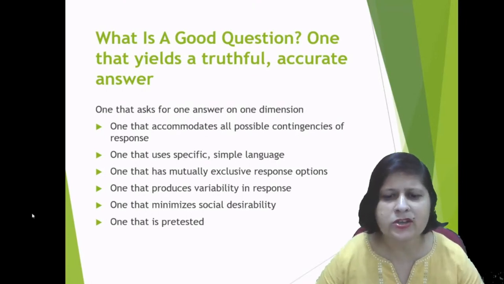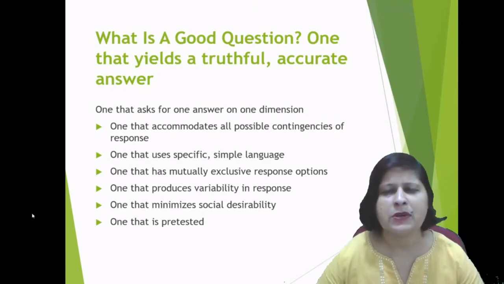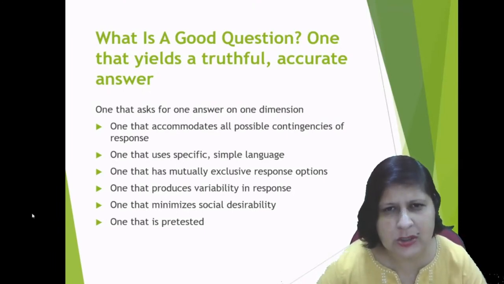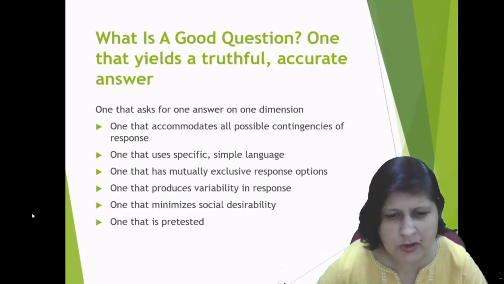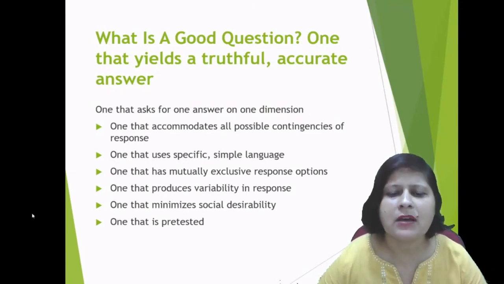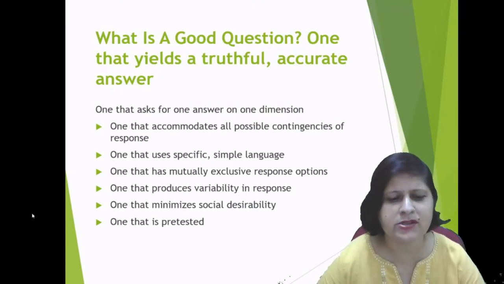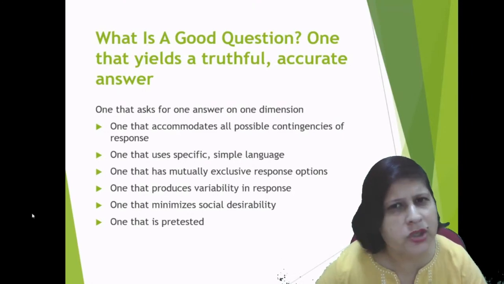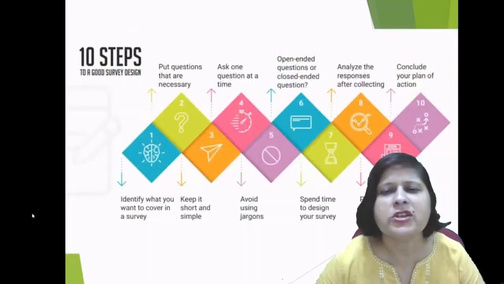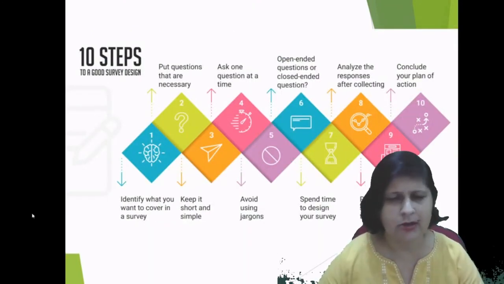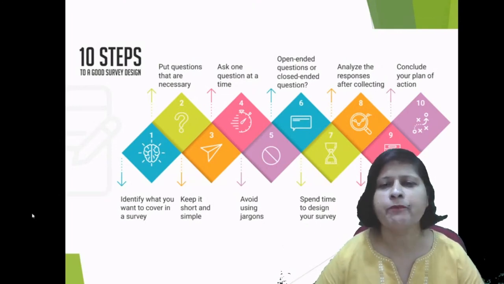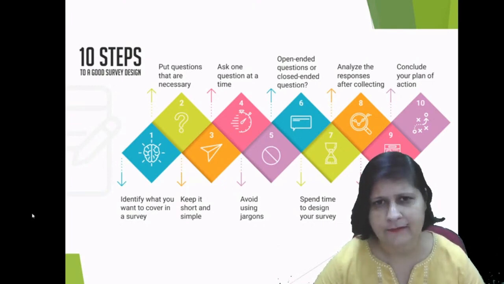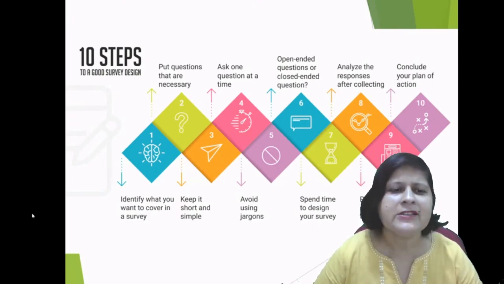So your good question should accommodate all possible contingencies. The language of a questionnaire should be specific, simple, mutually exclusive. Response options should be there. It produces variability in responses. It minimizes social desirability, and questions should be pre-tested. A questionnaire should be pre-tested. Your questionnaire or question should be reliable and valid.